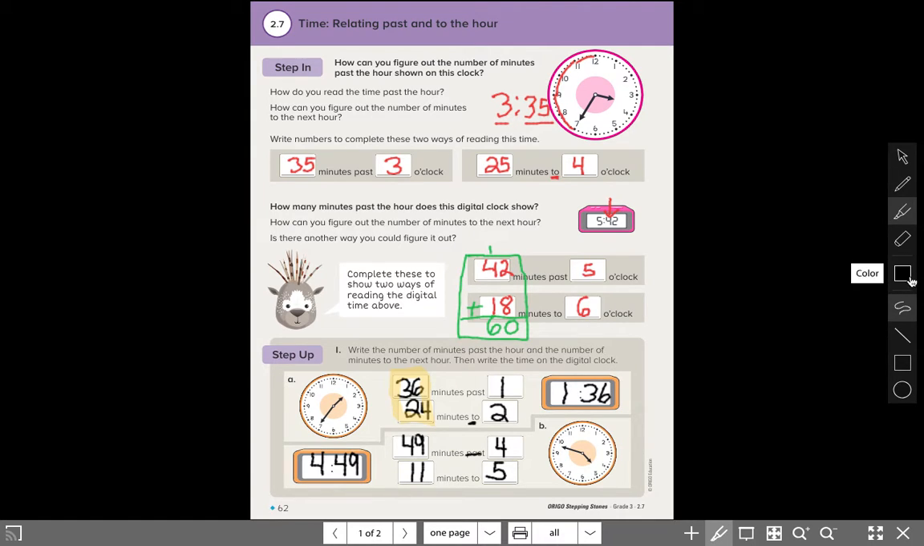Again, add the minutes past to the minutes to, and you should get 60. Let's check and see if we did it right real quick. 9 plus 1 is 10. 4 plus 1 is 5 plus 1 is 6. So we did it correctly because we got 60 minutes.